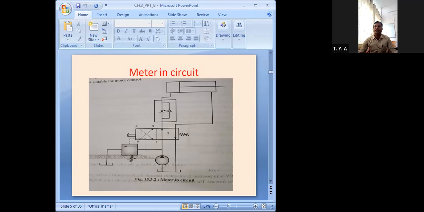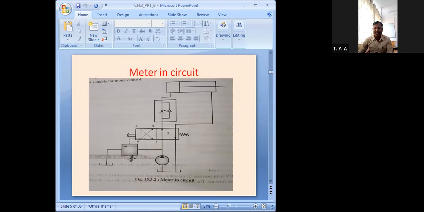And this is a double acting cylinder. Now let us discuss the operation of this metering circuit. First, the extension stroke will happen. Extension means this piston, the plunger or ram, will move in this direction, toward the right side. That is called extension. Now I will explain how it is going to happen.